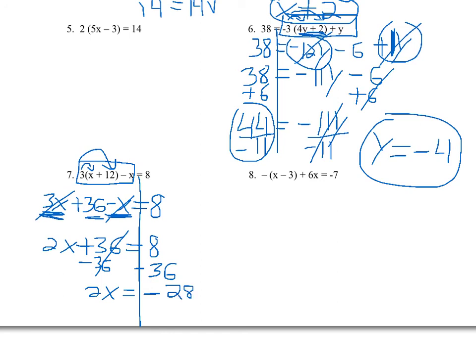And then since it's 2 times x on the left side, again, I'm focusing all my time on that left side to get x by itself. I divide by 2. That cancels. Divide this by 2. And negative 28 divided by 2 is negative 14.